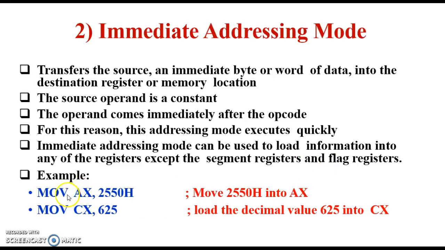The first example is MOV AX, 2550H. That is, it moves the direct 16-bit data 2550H into the register AX. The next example is MOV CX, 625. It loads the decimal value 625 into register CX.